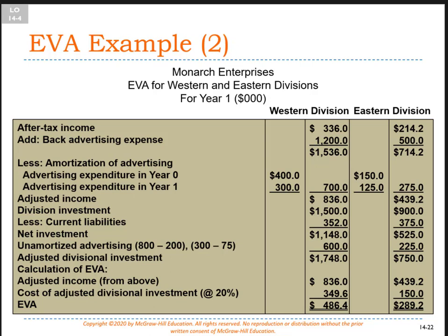So Western Division adds back all the advertising first and then subtracts the used up part of the advertising from last year and part of the used up part from the current year. So that's where the 400 and 300 came from. So instead of 1,200 of advertising, we're actually subtracting 700 to get net income. That means our adjusted income is 836,000. Okay.